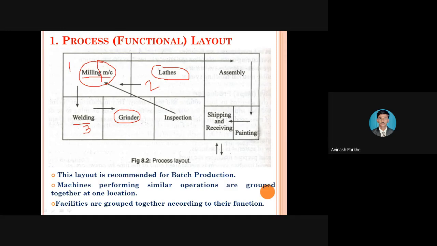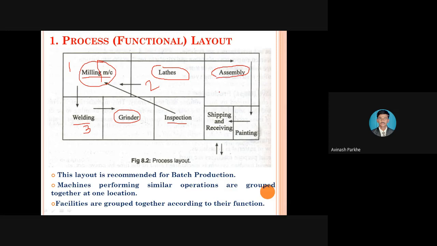Then the next compartment is given for inspection. Whenever I have to check the dimensions of all types of products, I will take all those products to the inspection department. I can check their dimensions in the form of length and diameters, whatever dimensions are available. Then a separate compartment is provided for the assembly purpose.